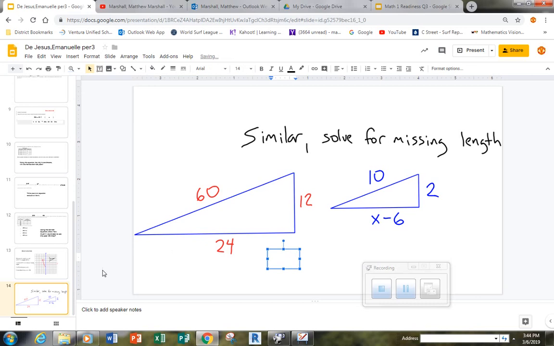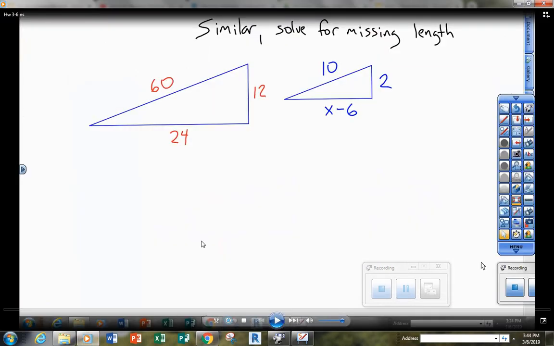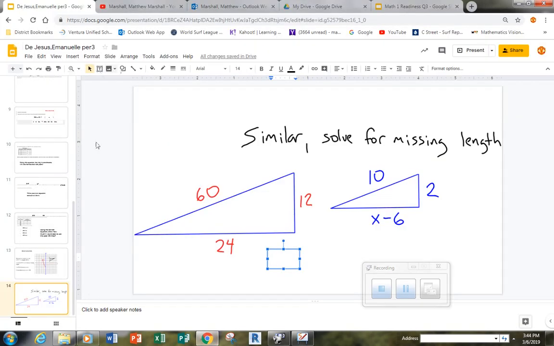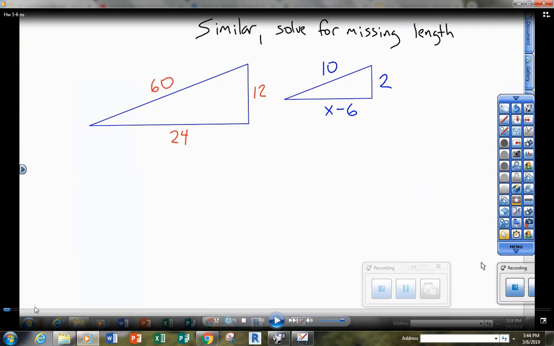But no matter what, for today, I want the work for these 2 problems and the 5 words. I want that shown on your Google Slides. This is what I'm going to be grading. So here we go. First problem.